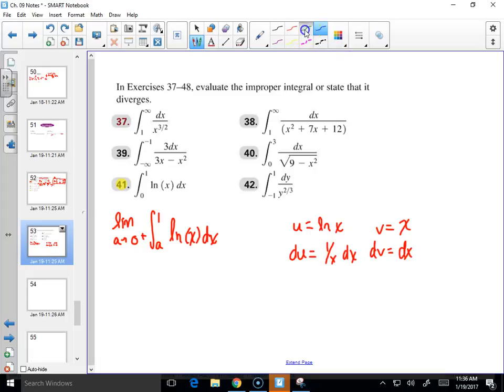So we can go ahead and do lucky 7. And we end up with, and this is just to solve the integral, right? We have x ln of x minus the integral of 1 dx, because x over x is just 1. And that's from, let me just do this, is that okay? A to 1.